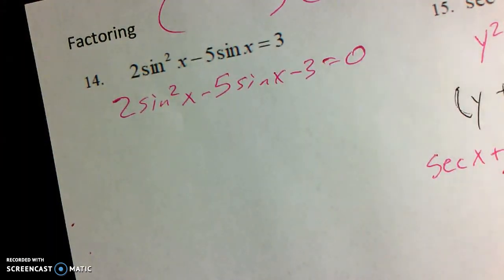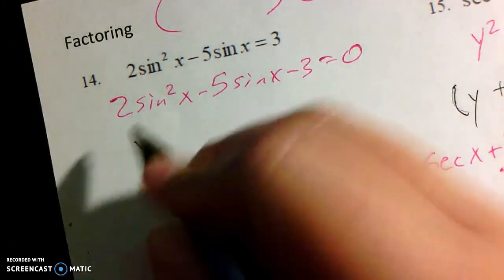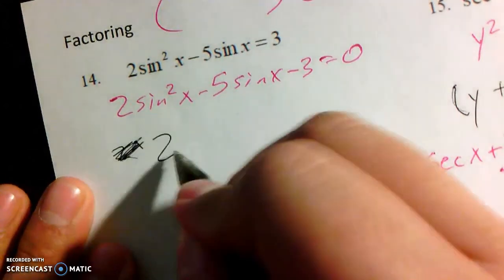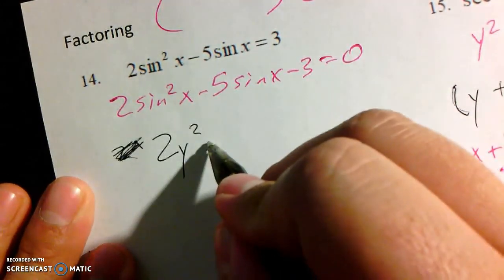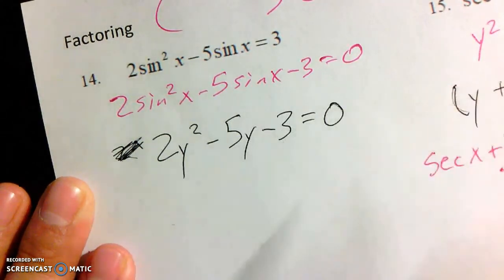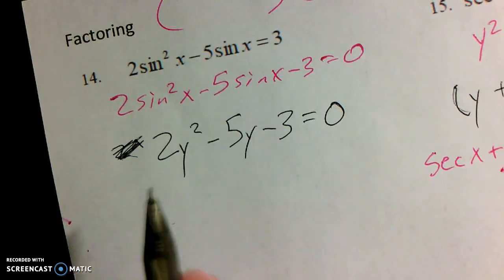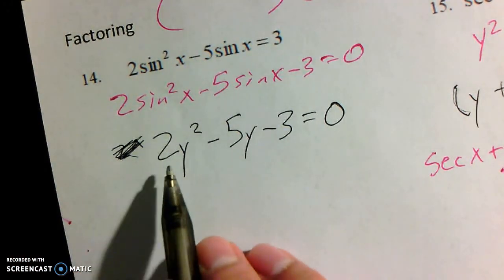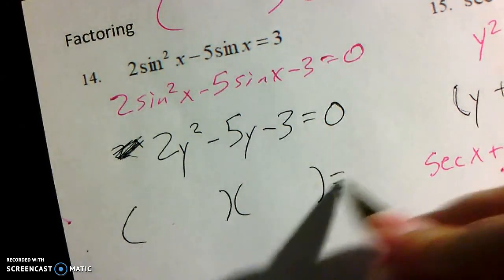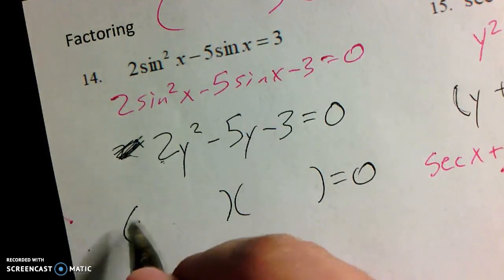And then it would help to rewrite it in another letter. So again, I'm just going to use y. So that's 2y squared minus 5y minus 3 equals 0. And again, this is just to make it look neater. Makes it a little bit easier for you. This one's different. There's a 2 in the front of the y squared. But that's okay because we know that the only factors of positive 2 that we would want to use here are going to be 2 and 1.